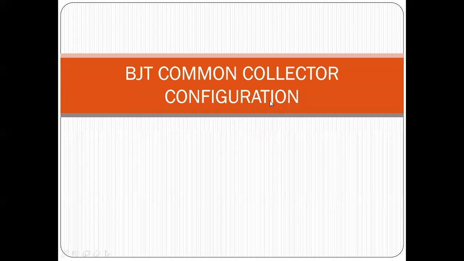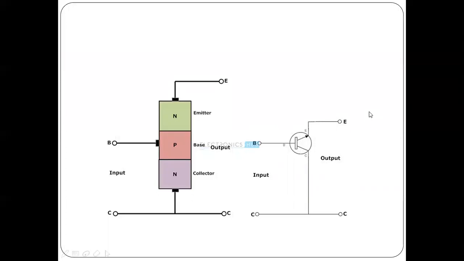Hello everyone. In this video, I am going to discuss the common collector configuration of bipolar junction transistor or BJT. So, this is the common collector configuration of BJT. In this common collector configuration, the collector terminal is common between the base terminal and the emitter terminal.